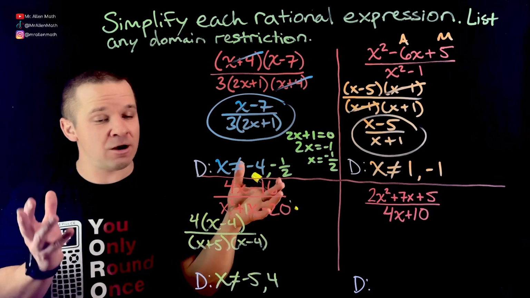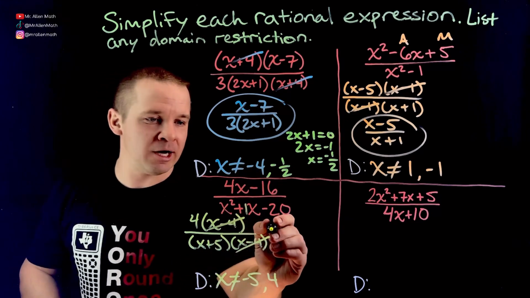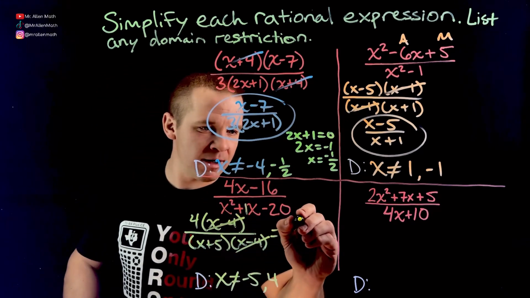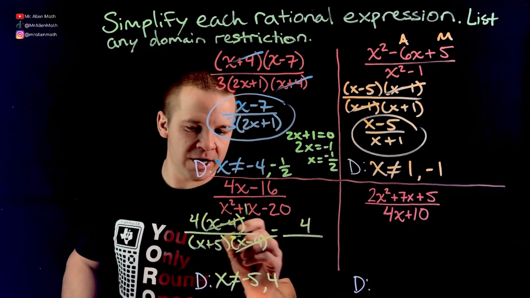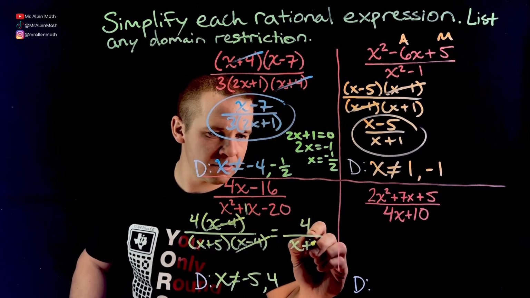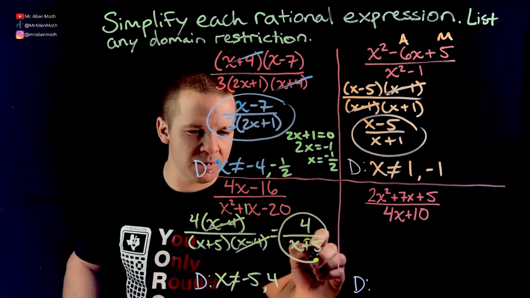Now, what's going to cancel here? The x minus 4s are gone, leaving me with, in the numerator, I've got 4. And over here, I have x plus 5. Excellent. There's my final answer.